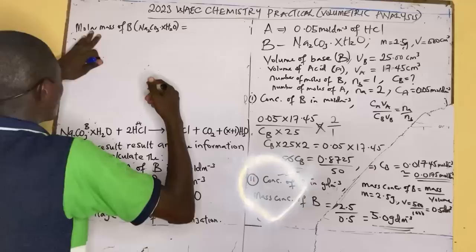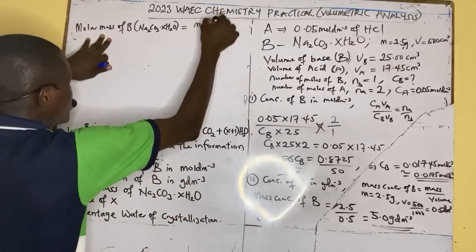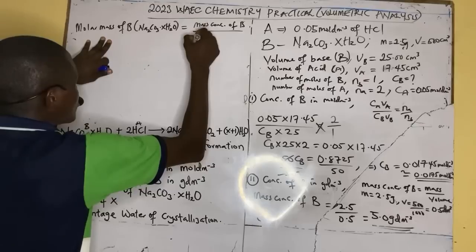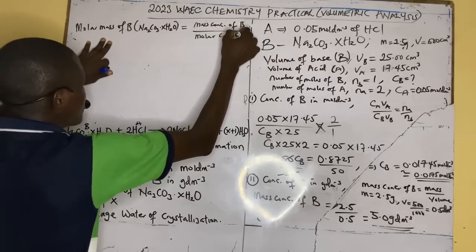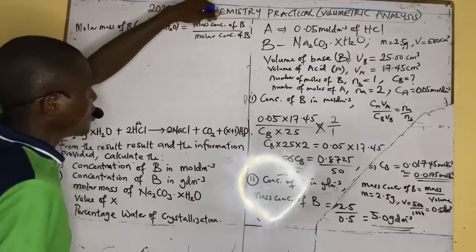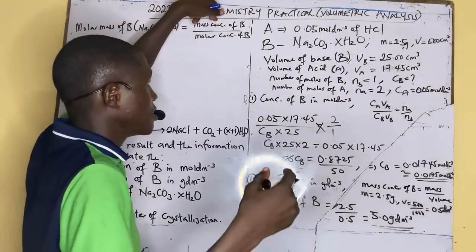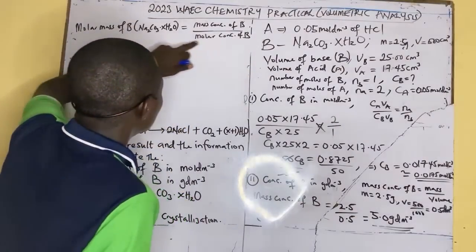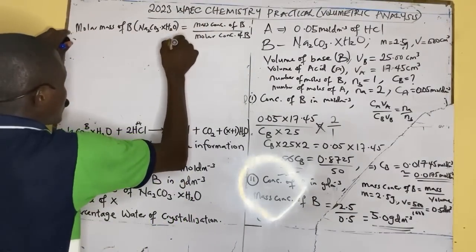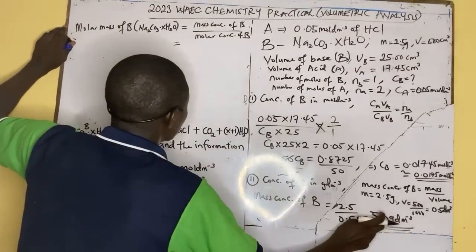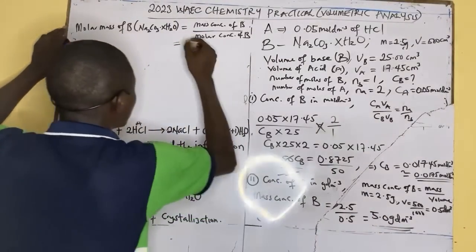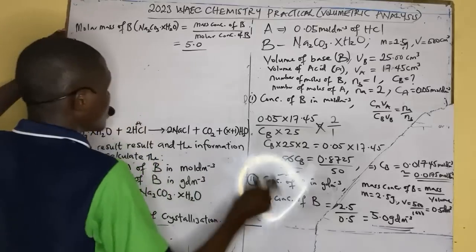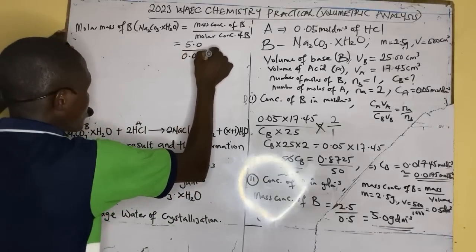So when we rearrange it, molar mass will be the mass concentration of B over the molar concentration of B. By now you should know the mass concentration is the concentration of the substance in gram per dm cube, and the molar concentration is the concentration of the substance in mole per dm cube. We've already obtained the mass concentration of B in gram per dm cube, which is 5.0, and the molar concentration in mole per dm cube, which is 0.0175.